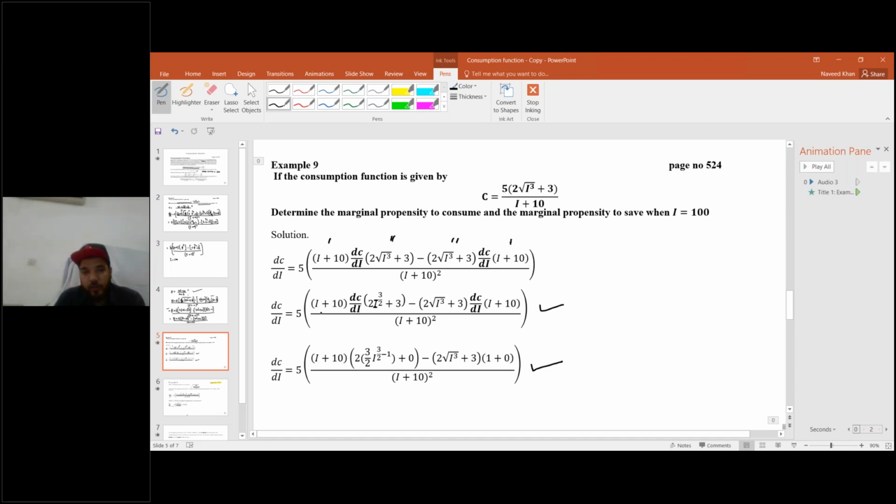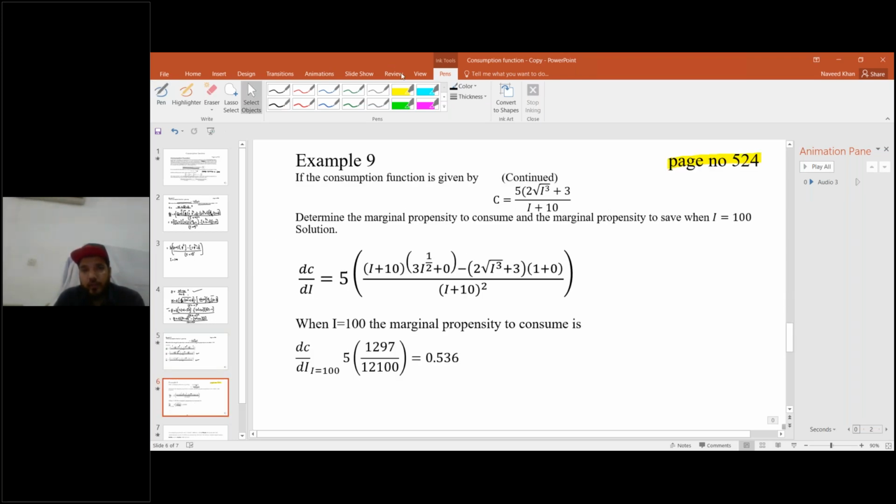In the third step, I took its derivative. So I plus 10, it will be the same. This is 2, and look at this one. This is power, so the power will come down: 3 by 2, I power 3 by 2 minus 1. Also I took the derivative of the first function. So derivative of I with respect to I will become 1, and the derivative of the constant will become 0.